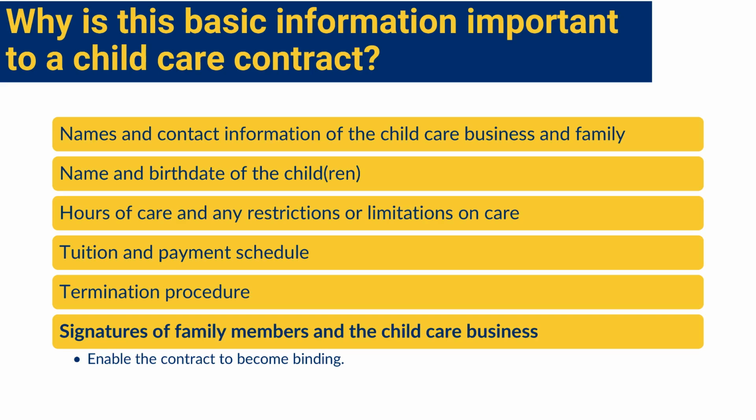This signature should be dated and then signed by the child care business after the family member has signed. Signatures underneath the part of the contract that says they agree, also known as the attestation, enable the contract to become binding.